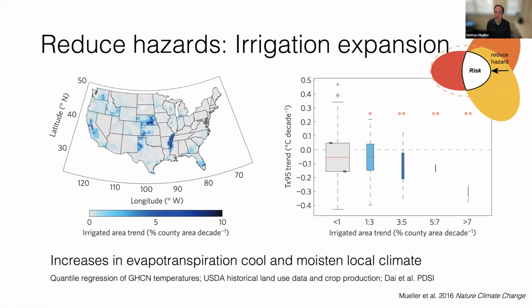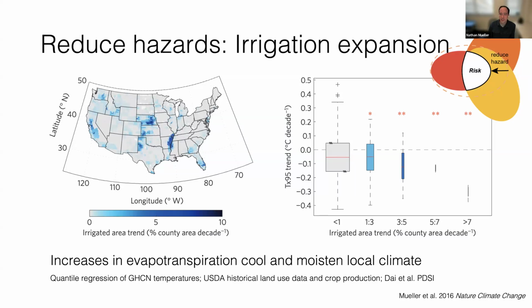All right, so now I want to talk about the last component of that risk diagram, specifically reducing hazards. Again, we talked earlier about irrigation expansion being one mechanism for reducing hazards and specifically extreme temperatures. So on the left here, this is from some older work showing the trends in irrigated area by county across the country over the past almost century.